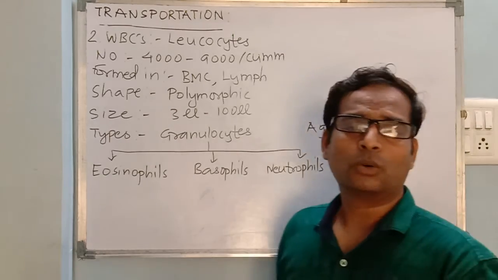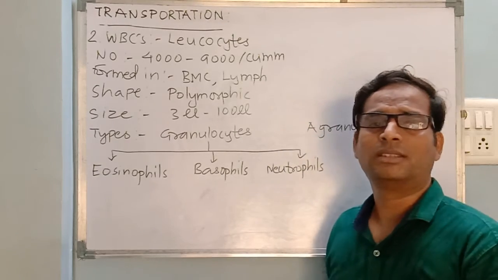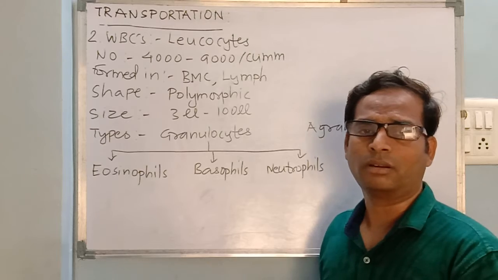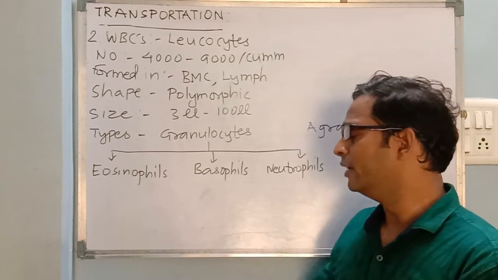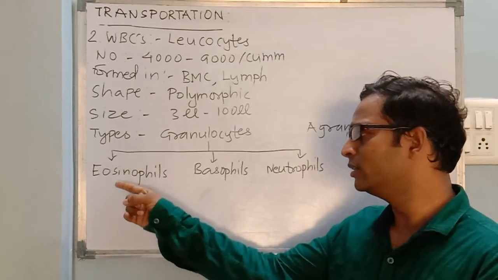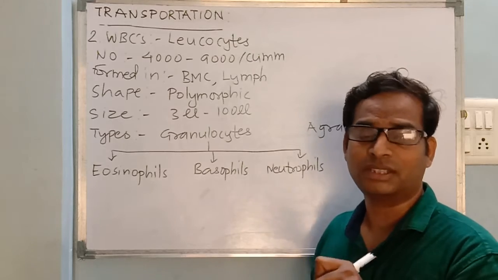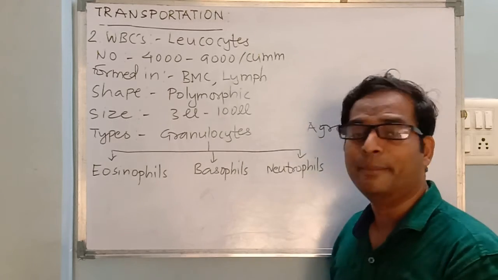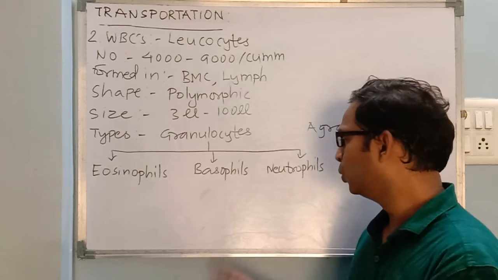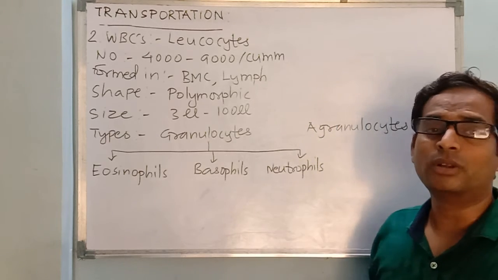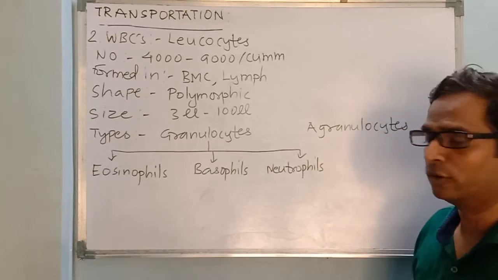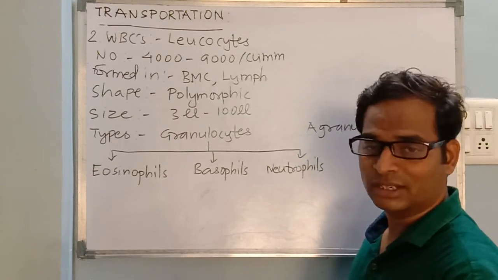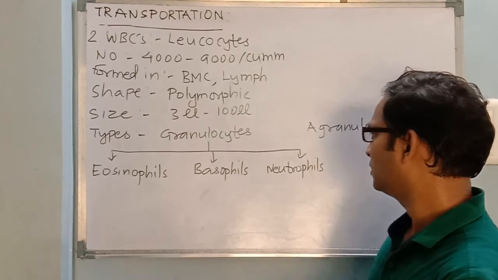Why are they called so? When we observe these WBCs under a microscope, we need to use a stain or dye. If you want to observe eosinophils, you will need eosin, which is an acidic dye. Basophils can be observed by basic dyes like methylene blue. Neutrophils require neutral dyes to be observed under the microscope. So that is the logic why they are called acidophils, basophils, and neutrophils.